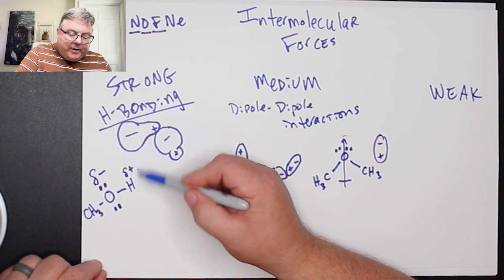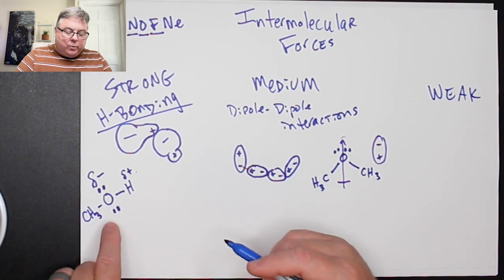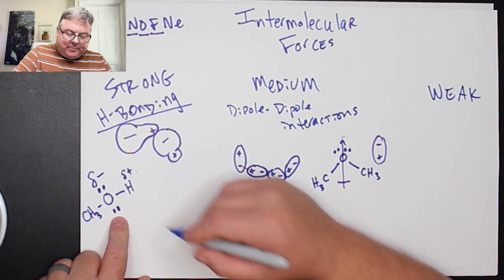Now, once you have this very positive hydrogen, it wants to stick to another molecule where it has very negative spots.